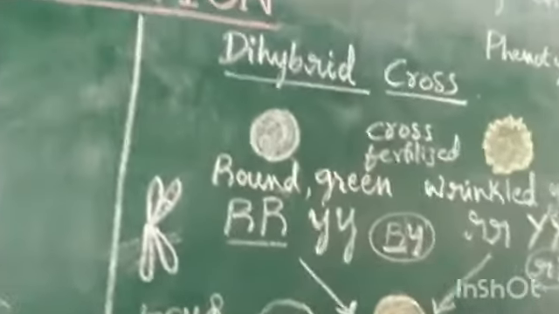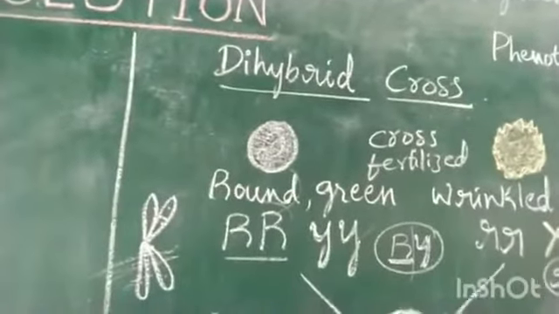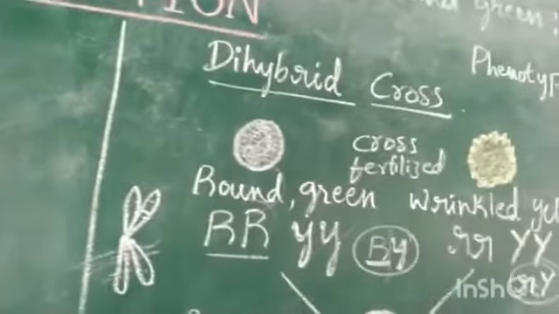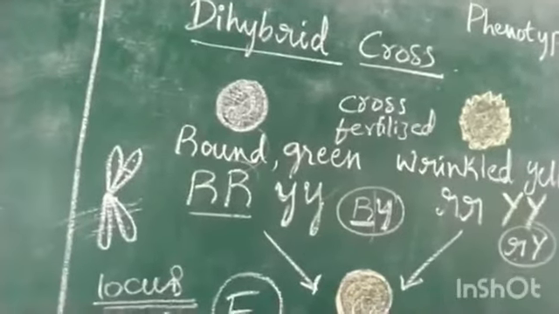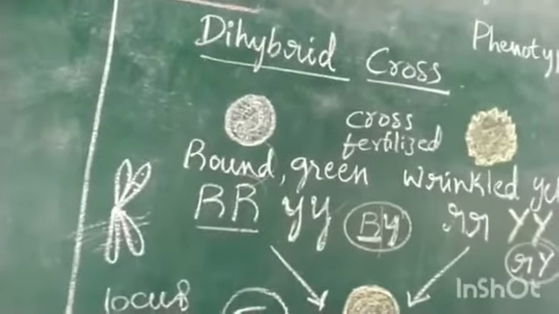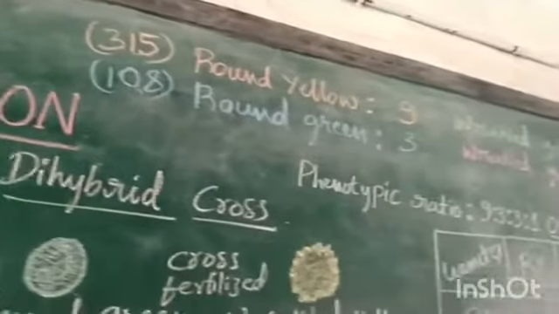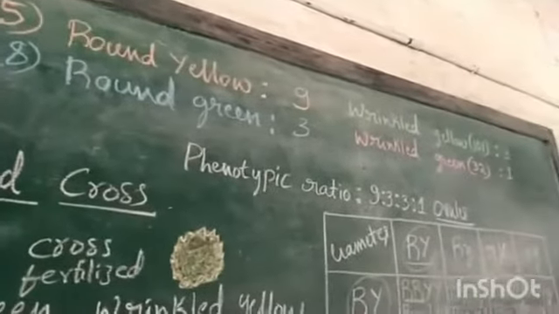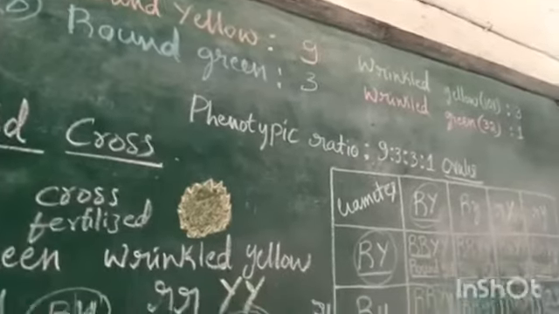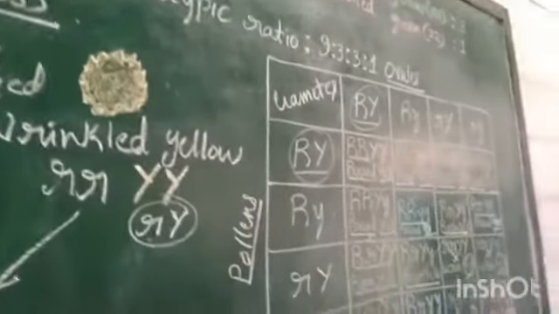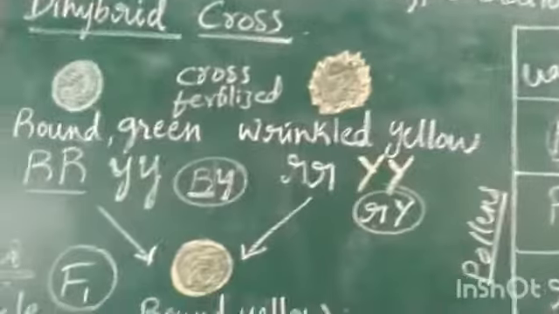And in the second experiment, Mendel does what is called a dihybrid cross, where he chooses two characters. There he will get the ratio 9:3:3:1. Here in this experiment, he chooses two characters.